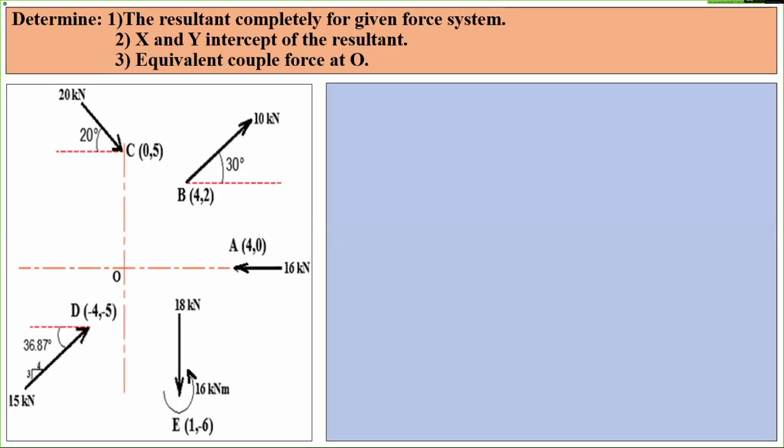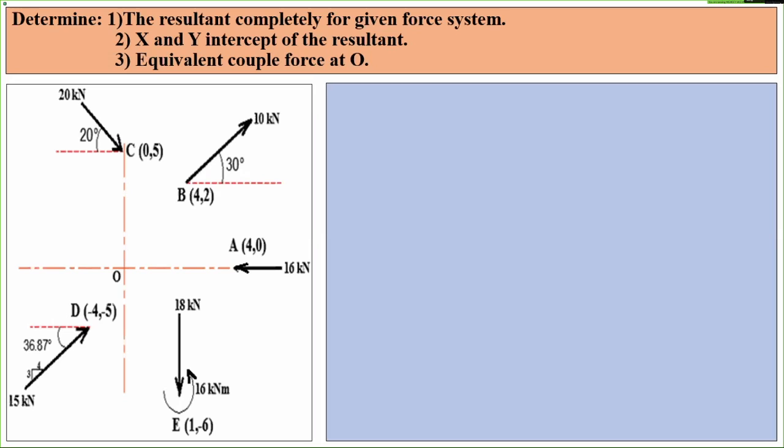Then the force acting at B is 10 kilonewton, its inclination is 30 degrees, and its coordinates are given as 4 and 2. So x distance is 4 and y distance is 2. Then the force of 20 kilonewton acts in the downward direction, its inclination is 20 degrees, and its coordinates are 0 and 5. That means the x coordinate is 0 and the y coordinate is 5, so I can say it is acting along the y-axis. Then similarly for the forces acting at D and at 80.